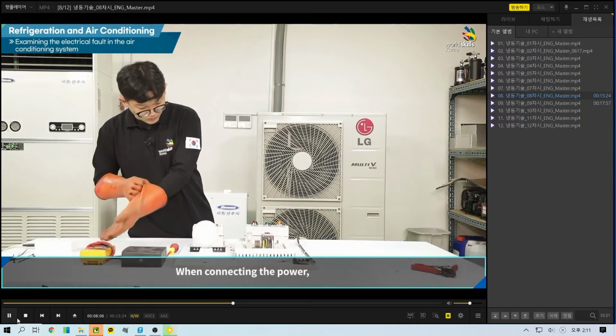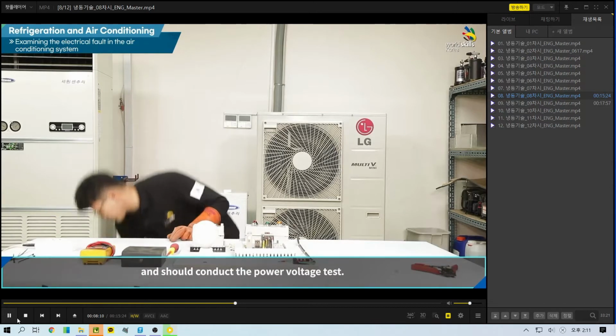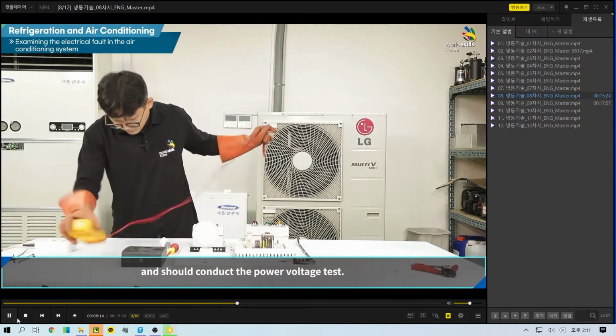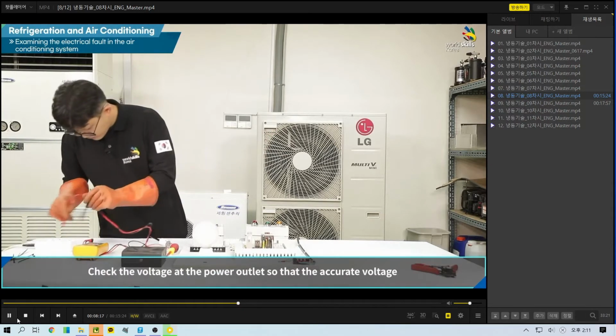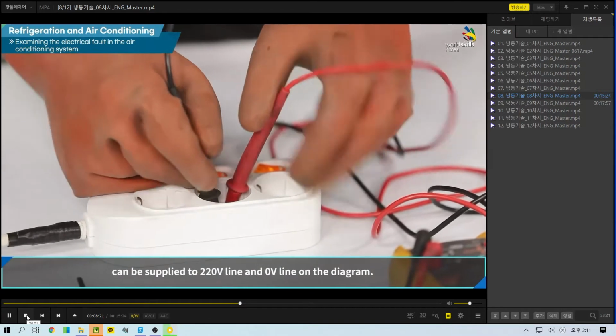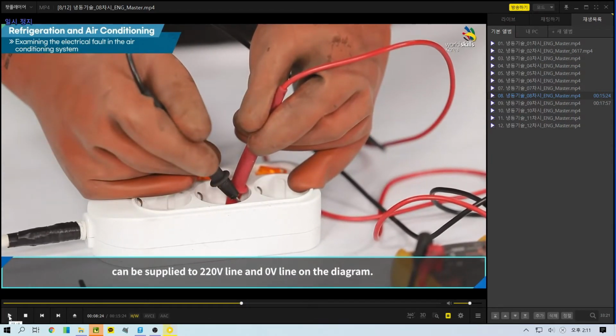When connecting the power, you must wear rubber insulated gloves and should conduct the power voltage test. Measure the voltage at the power outlet so that the accurate voltage can be supplied to the 220-volt line and 0-volt line on the diagram. Yes, let me explain this content a little.